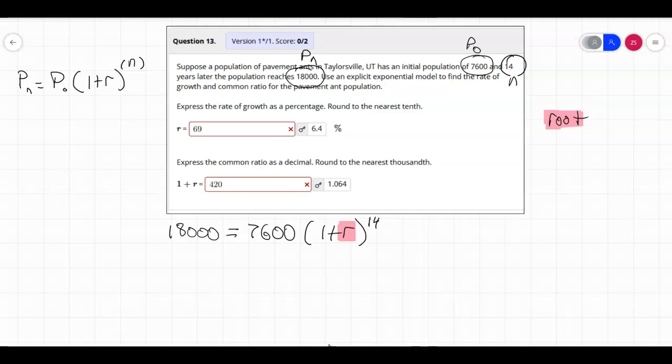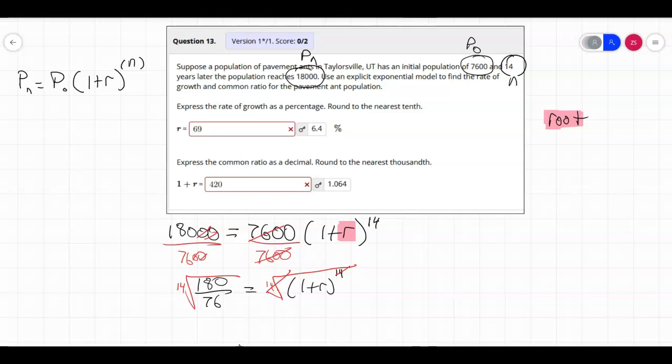Okay, so what we need to do is start solving for r. My first step, get rid of this coefficient. And I can reduce a couple zeros out of here. I know it reduces more, but I'm going to use a calculator anyway, so I don't need to do any more. But that made it a little easier to write. And we have this 1 plus r to the 14. So to solve for r, we use a root. What we need to do is take the 14th root of both sides. This 14th root eliminates the 14th power.